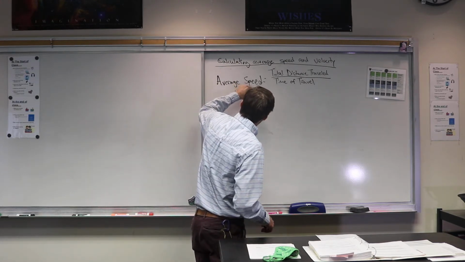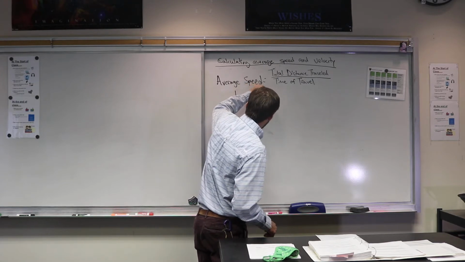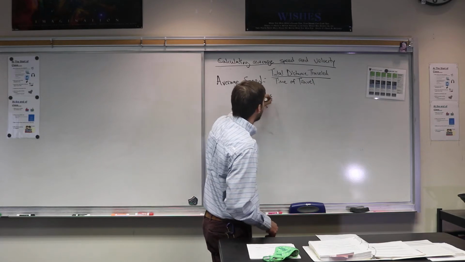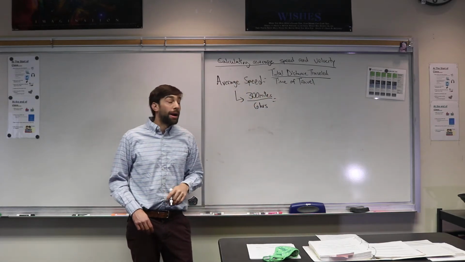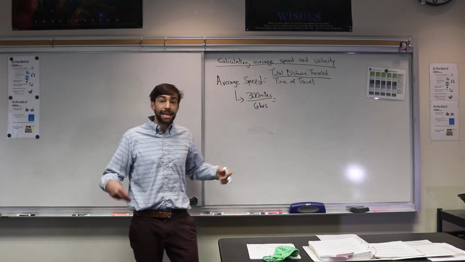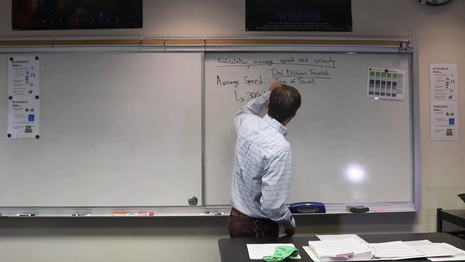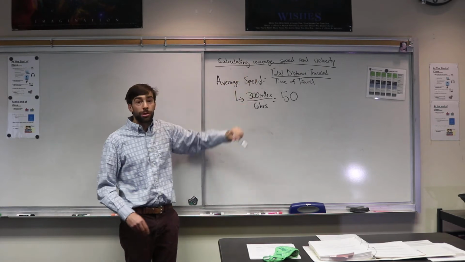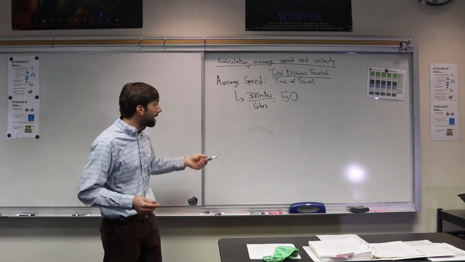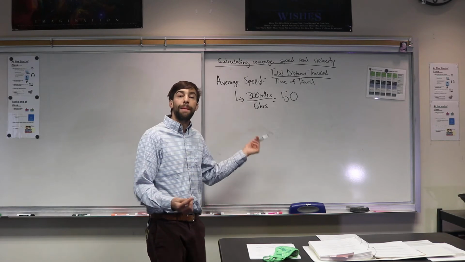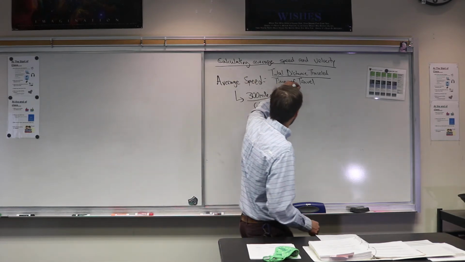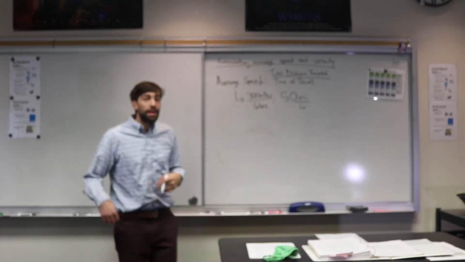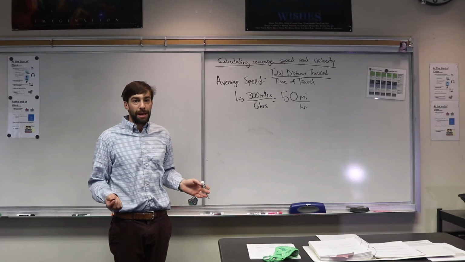We have 300 miles divided by 6 hours of travel, and we end up with 300 divided by 6 is 50, and because we're dividing miles by hours, we can't cancel any units out, and so we're left with the quantity miles per hour. So we have miles over hours, and that is how we calculate average speed.